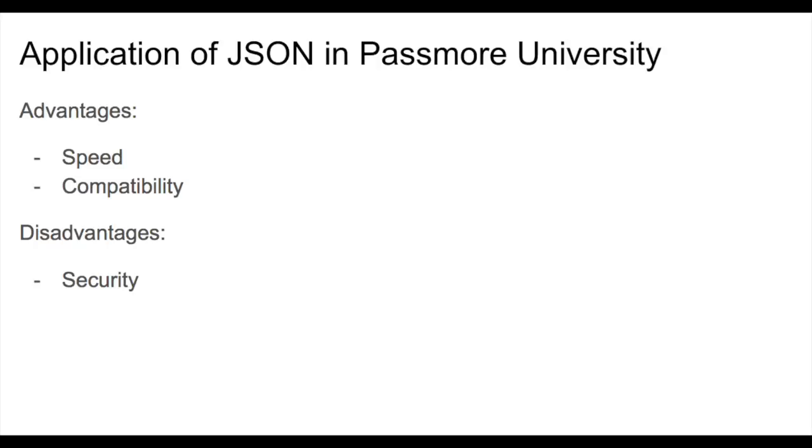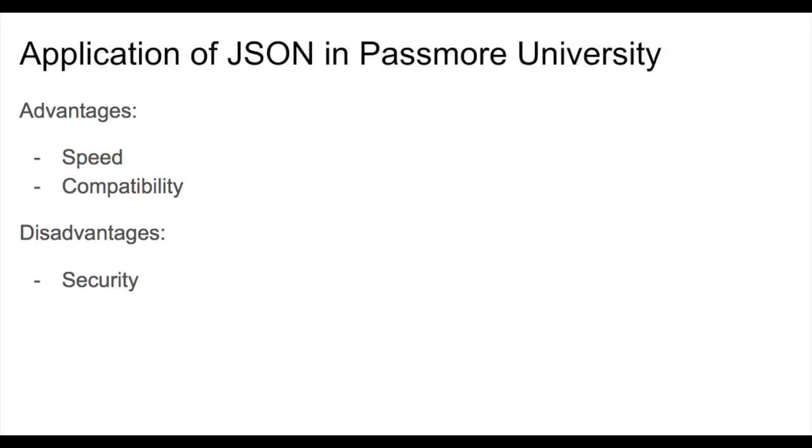Firstly, looking at the advantages, JSON is very fast because it is so compact. This means that it has a very fast transmission of data. Therefore, it is a lot more efficient and thus requires a lot less CPU power. This will be crucial for Passmore at peak times when many people are trying to access the system at once, as JSON would still be able to transfer data quickly.